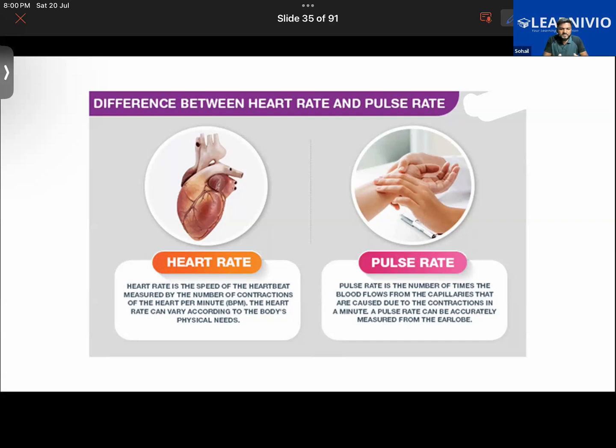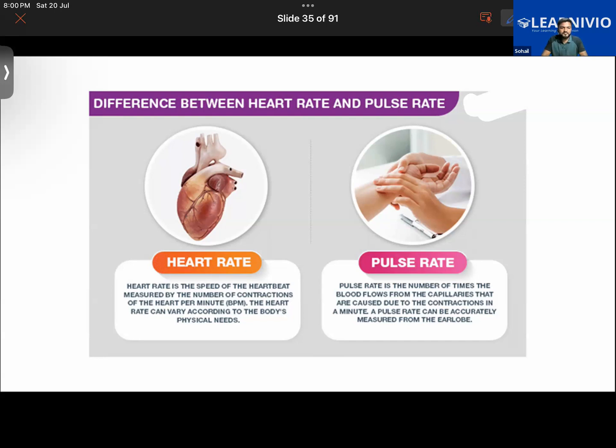So there are various places from where the pulse rate can be accurately measured. More accurately, it can be measured from the earlobe, but we'll have to take help of some special instruments in that case. Generally, the most obvious way to measure the pulse rate is by placing your fingers near the palm. So here it basically shows you the number of times the blood would be flowing from that nerve, or particularly arteries.